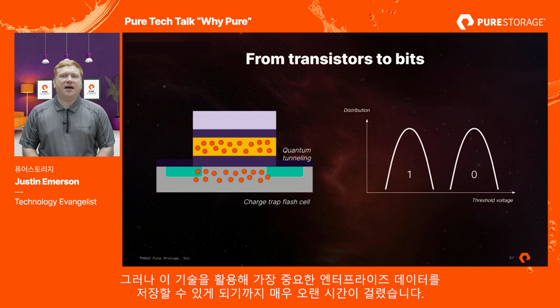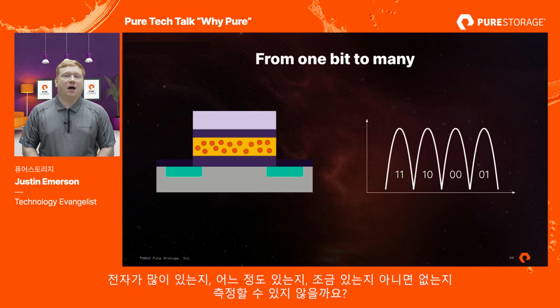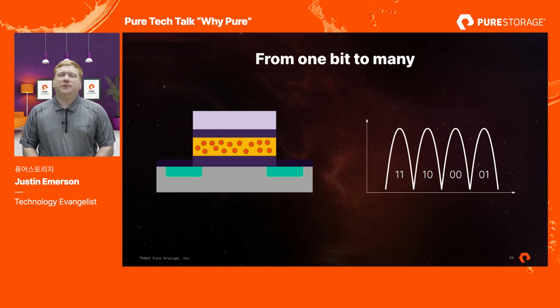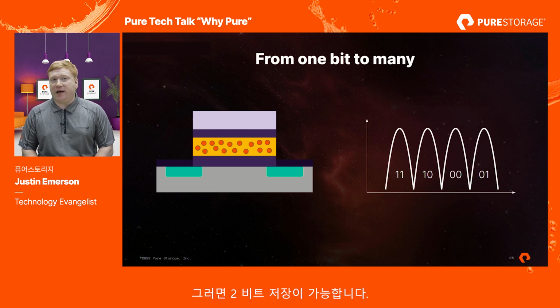But it took a very long time for the technology to ever get to a place where one could even consider using it to store your most critical enterprise data. But if I could measure the difference between electrons and no electrons in that cell, could I also measure the difference between a lot of electrons, some electrons, a few electrons, and no electrons? Well, if you can do that, now you can store 2 bits. What that means is that with each cell, you are measuring the voltage, and you have to figure out which of 4 different values that is. But that gets you 2 bits.